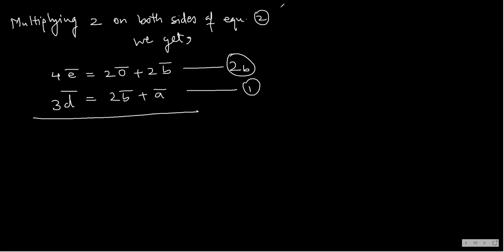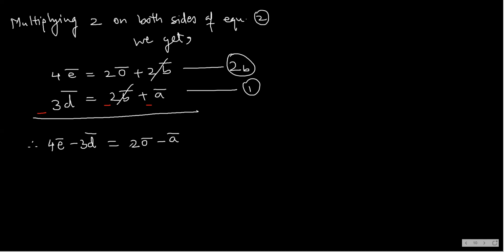You know, the signs will change here. So this is negative, negative, and negative. Okay. So I get therefore 4E bar minus 3D bar equals to, this 2B bar will cancel, positive and negative. I have 2O bar minus A bar.